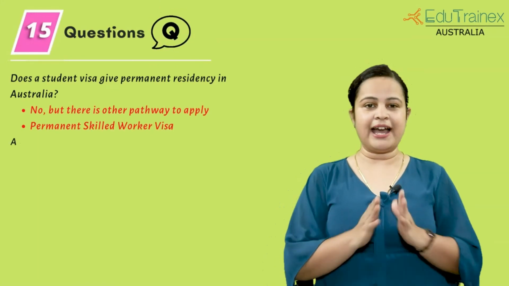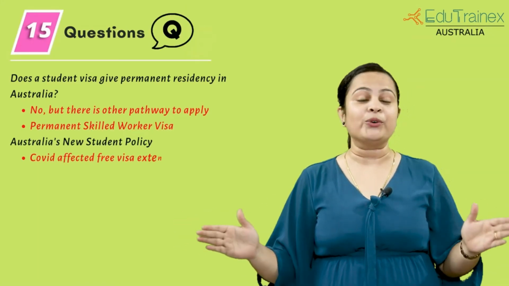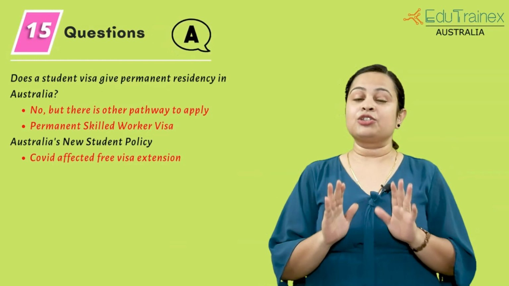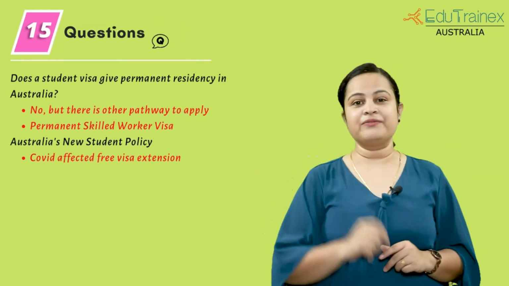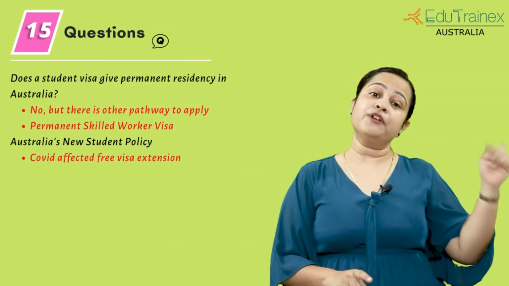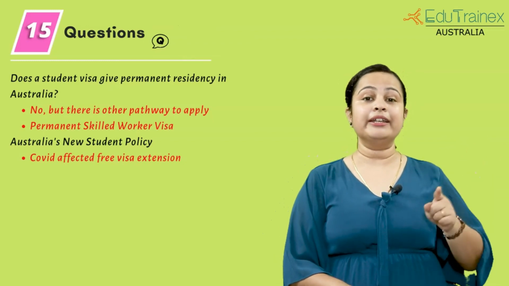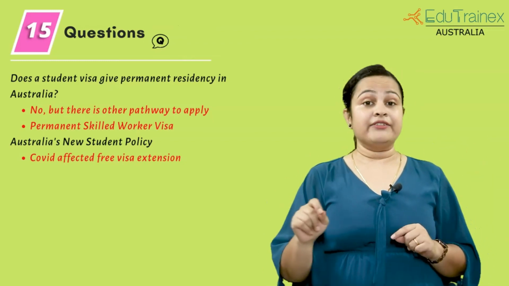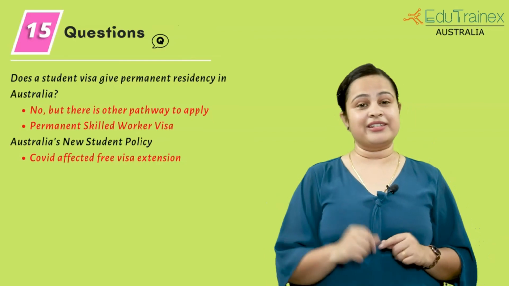So there it is, does a student visa give permanent residency in Australia? The answer is straight away no. Permanent residency is not possible for students with student visas. Students must apply for permanent residency through a permanent skilled worker visa. Otherwise, you must leave Australia when the visa expires.